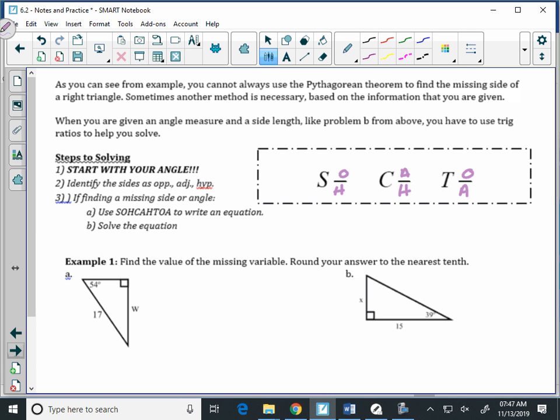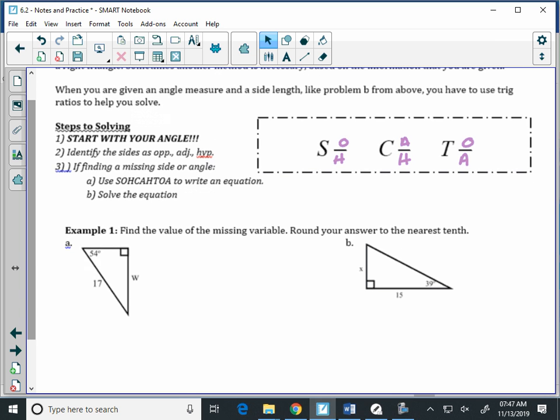Just when you take something like the ACT, you won't have the formula sheets. You have to remember SOHCAHTOA for that. So here are your steps. What you're going to do is start with the angle they give you. They will always give you an angle. Then you're going to identify the sides as your opposite, your adjacent, your hypotenuse, just like we've been doing. And we're going to use those ratios to set up an equation and solve.